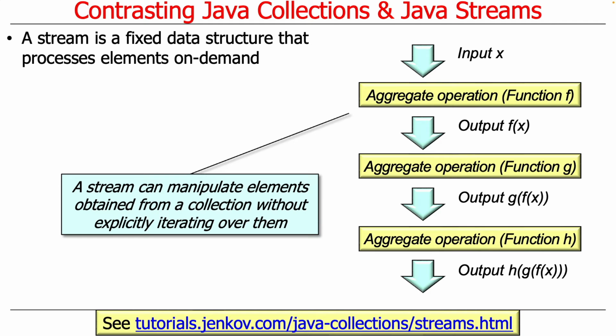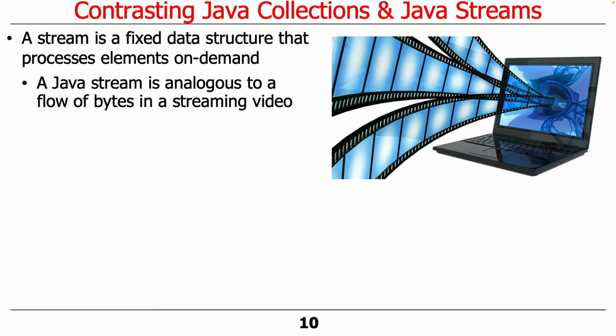You manipulate it by applying aggregate operations, things like filter, map, flat map, sorted, and so on and so forth. So you can do a bunch of different things to the elements in a stream without explicitly having to iterate over them. Now, there is iteration, of course, taking place, but it's done internally using the streams framework, and that's all handled for you magically under the hood, behind the scenes. So you're processing the data as it flows through these aggregate operations. You can think of a Java stream as somewhat like a flow of bytes in a streaming video, although, again, that's not quite the right abstraction because it's not really a flow of bytes.